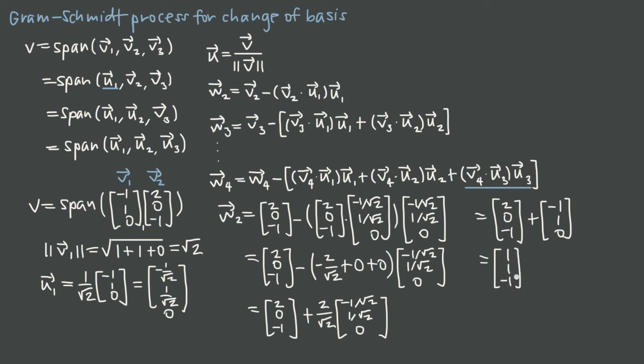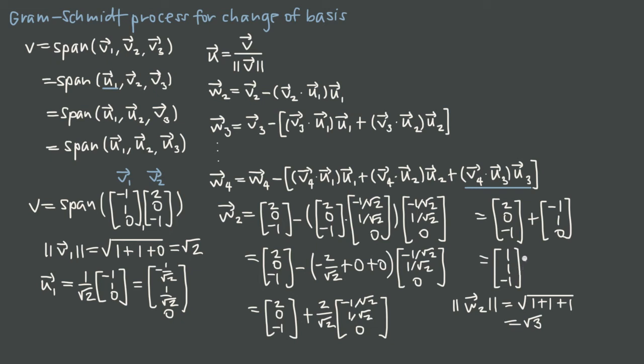Now that we have w2, we just need to normalize it. So first we need to find the length of w2. So we can say the length of w2, the vector we just found, is going to be equal to the square root of 1 squared is 1, 1 squared is 1, and negative 1 squared is 1. So we're going to get square root 3. That's the length of this new vector we just found.